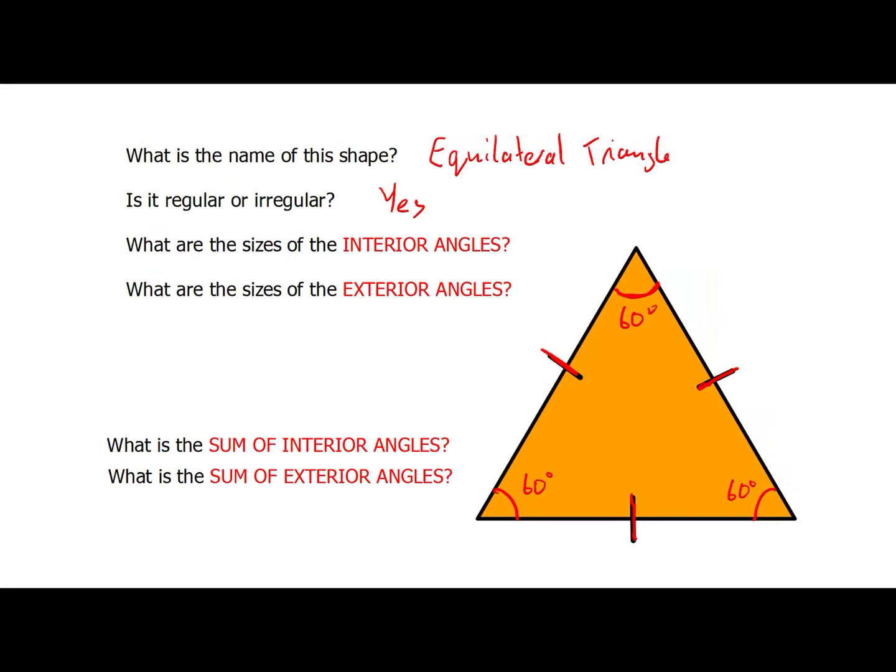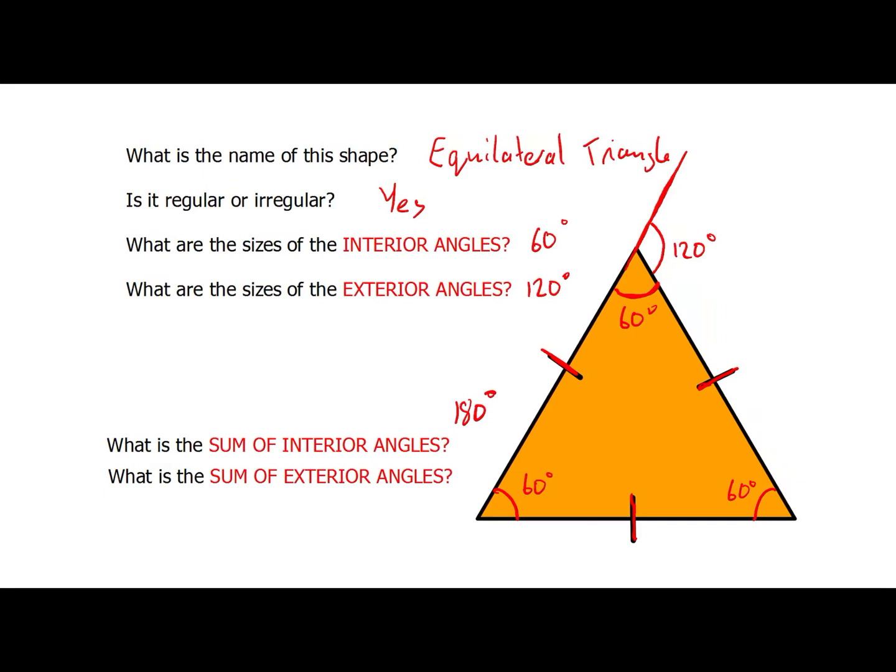Okay? What's the size of the exterior angle? It's not 300 degrees. What we need to do is extend the line, and we can see that that would be 120 degrees. So there's 60 degrees for interior, 120 degrees for your exterior. Okay? Now, what about the sum of interior angles? Well, let's add them all up. 60 plus 60 plus 60 is 180 degrees.